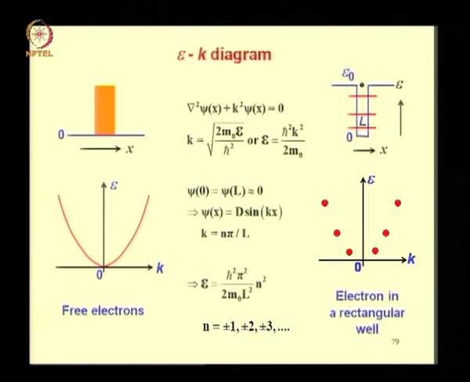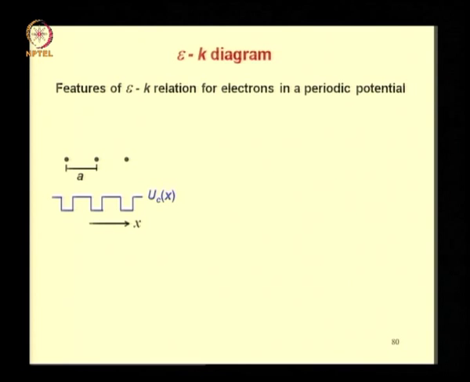In today's lecture we want to develop the EK diagram for an electron in a periodic crystal potential, starting with the solution of the Schrodinger's equation. Now let us look at the features of the EK relation for electrons in a periodic potential one by one. This is the approximate form of periodic potential.